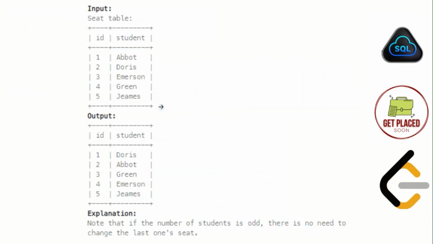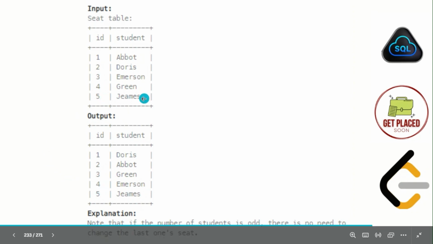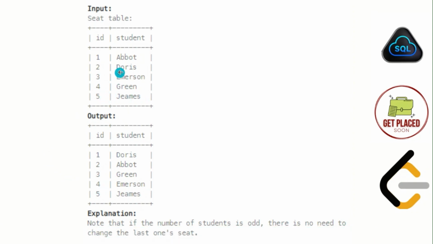Now let's look at an example. Here in the example, you have this table with IDs 1, 2, 3, 4, 5. As you can see, it is an odd number. So we have two pairs to be swapped, but the last person will remain like that only. In the output, you can see James is sitting in the fifth seat. Speaking about swapping, Abbott followed by Doris becomes Doris followed by Abbott. Emerson followed by Green becomes Green followed by Emerson. In the output, it should be in ascending order of ID: 1, 2, 3, 4, 5.